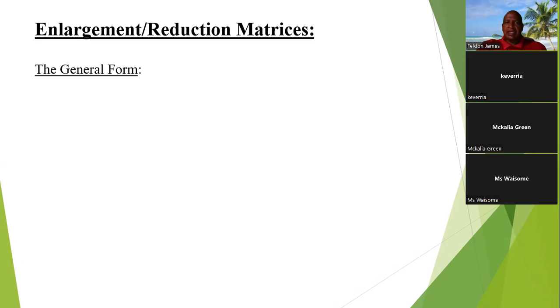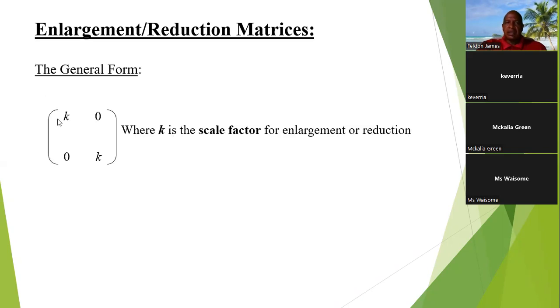Now, the general enlargement matrix would be this. So if this is the matrix of enlargement or reduction, when do you have an enlargement? If this K value is a number greater than 1, when you multiply by this matrix, you will get an enlargement. Your image is going to get bigger than what it was. If the K value is a fraction, for instance, a half, when you multiply by this matrix, your image is going to reduce. It gets smaller in size. It's going to get half the size of what it was.